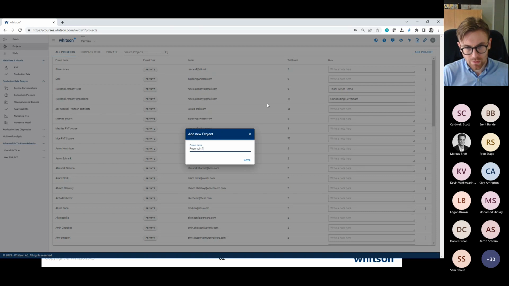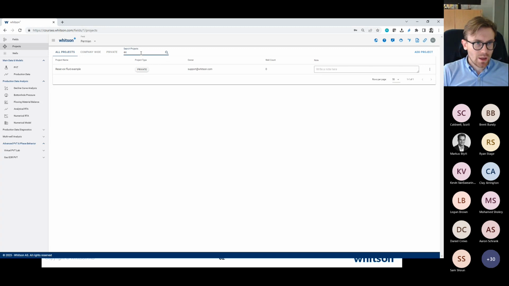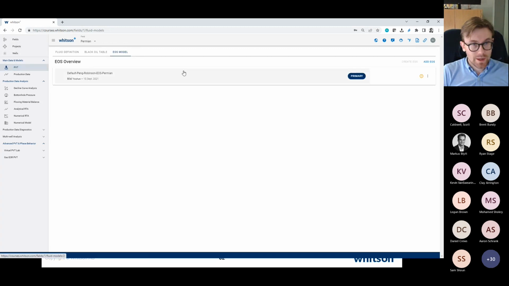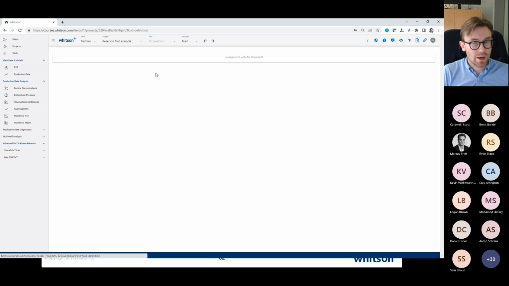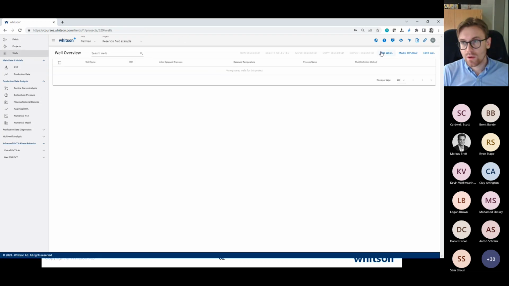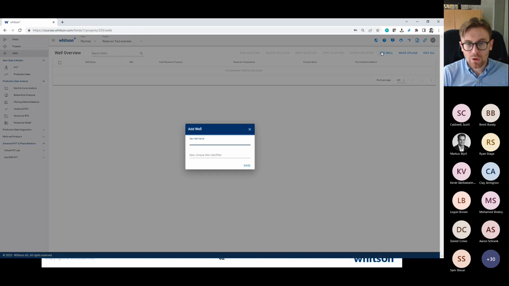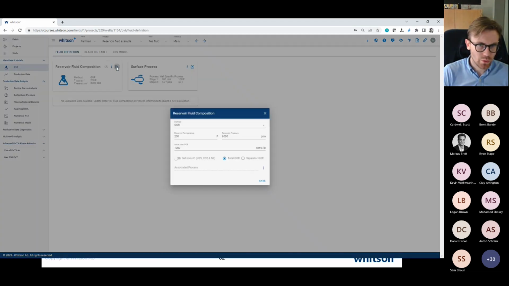I'll just call it the reservoir fluid example project here, and just show a few different things. You can create all of these different fluid systems in Whitson Plus, for instance. So if we just do something simple, you don't have to do this. I'll just show you real quick.